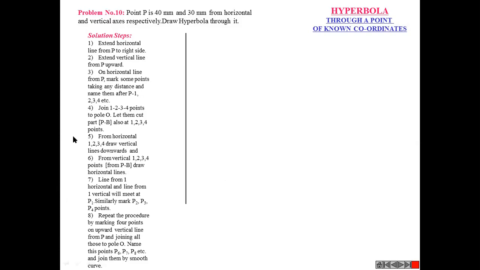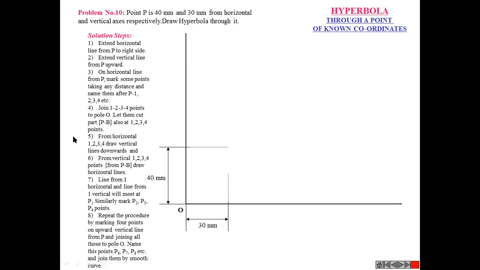Now, first of all, we will generate the axes. It is given that the point is 40 mm from the horizontal axis. So we draw one line. First of all, we are identifying that point. How? We have drawn one horizontal line parallel to the x-axis at 40 mm distance, and another line parallel to the y-axis at 30 mm distance. The intersection will be the point. Now this is the point through which the hyperbola is going to pass.